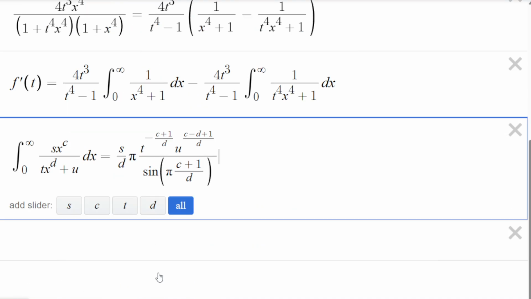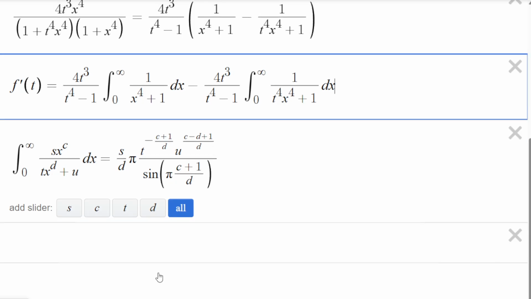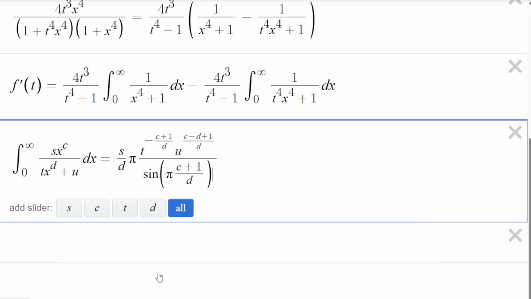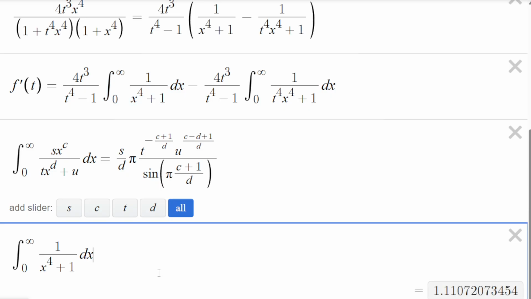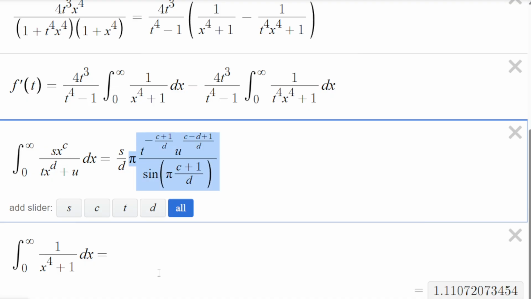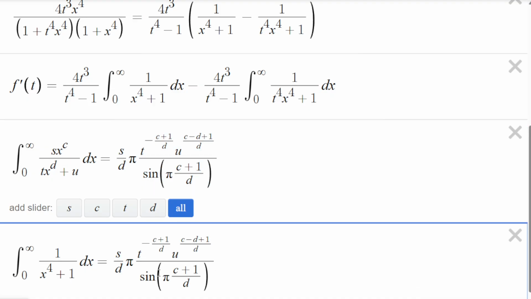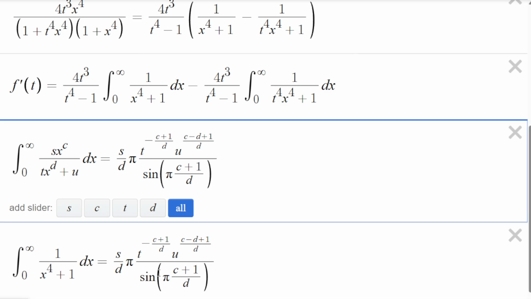Now, that seems like a mess, but you'll notice both of these integrals are of that form. So what we want to do is use it on this form right here. Okay, well, that's going to be equal to this, where we fill in the appropriate constants. By the way, this is what I call the extended universal Mellin-Barnes integral.